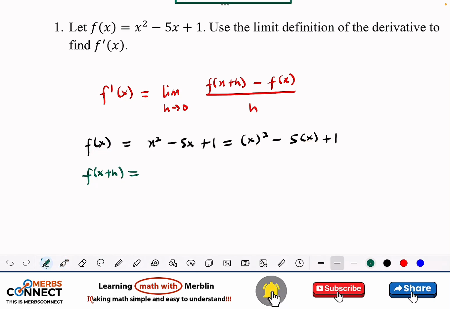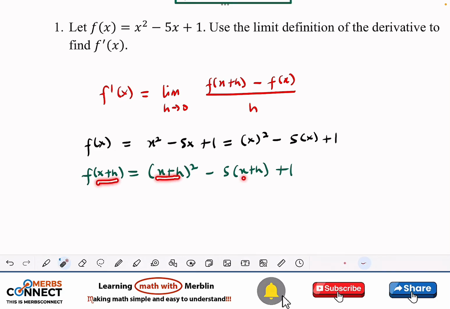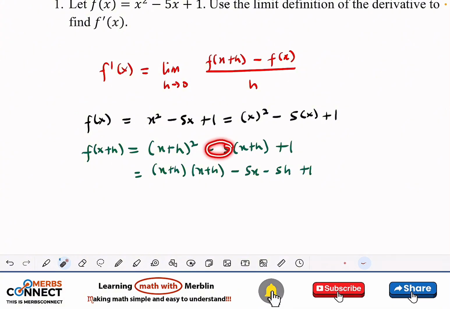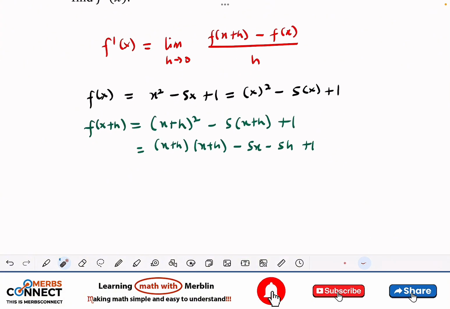So I'm going to have x plus h squared minus 5 times x plus h plus 1. So x plus h, x plus h, x plus h, x, x, x. Good. So this one helps me to do that. Let's simplify. X plus h, x plus h minus 5x minus 5h plus 1. So I multiply through by negative 5 here, and I'm having this one here. This one to the power 2 is the same as this times that. So now let's simplify this.